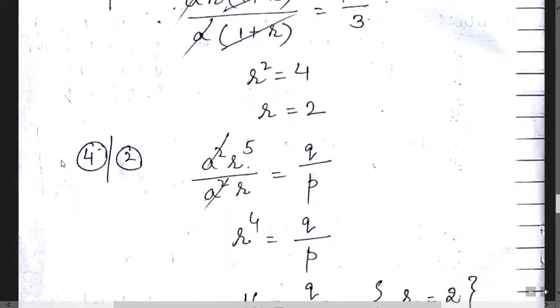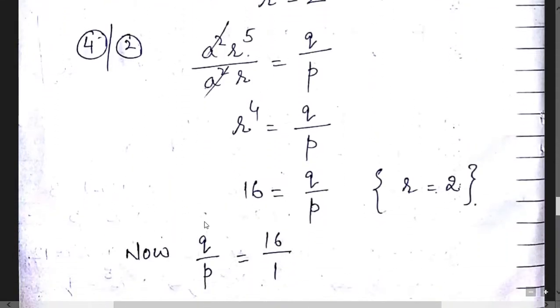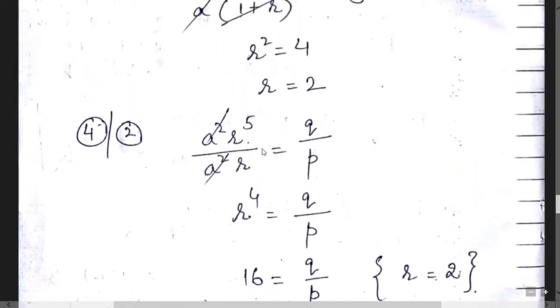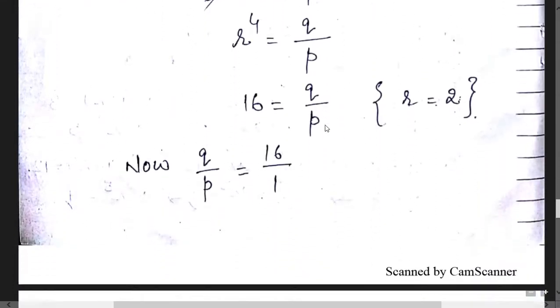Similarly, when we divide 4 divided by 2, it's A square R raised to power 5, A square R, then I obtain easily R raised to power 4 is equal to Q divided by P. It means 16 is equal to Q divided by P because earlier we calculated R is equal to 2 from this equation. Now Q over P can be written as 16 over 1.